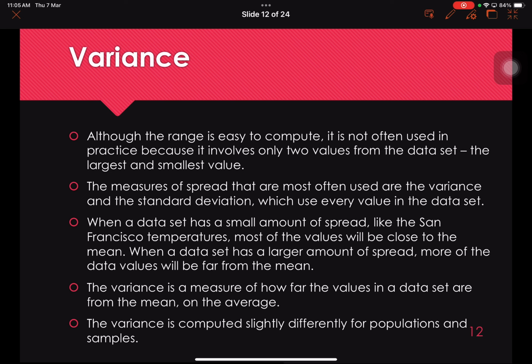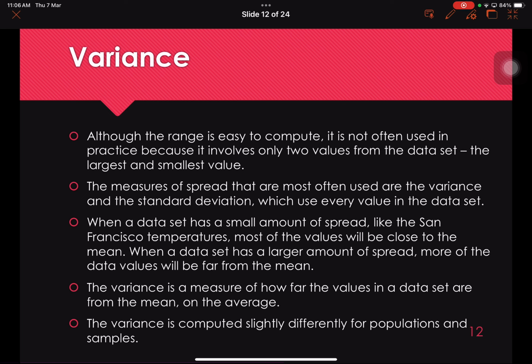So we have range. Next one we have interquartile range, where we have Q1, Q2, Q3 and Q4, right? And make sure we know how to calculate for grouped data and ungrouped data, right? Today we will finish 1.4. Basically we will finish topic 1, okay? And we will finish with the variance and standard deviation.